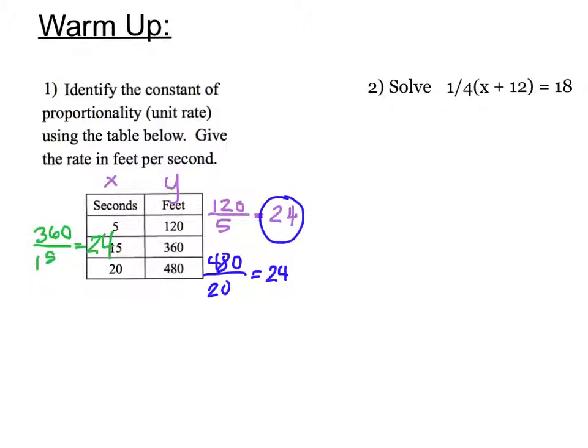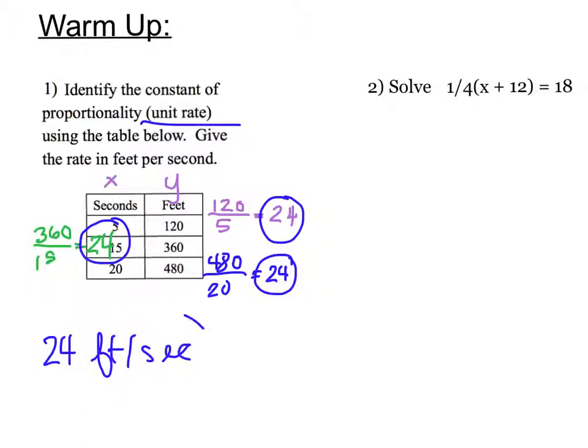Because all of these simplify to the same fraction of 24 over 1, the unit rate is going to be 24 feet per second.